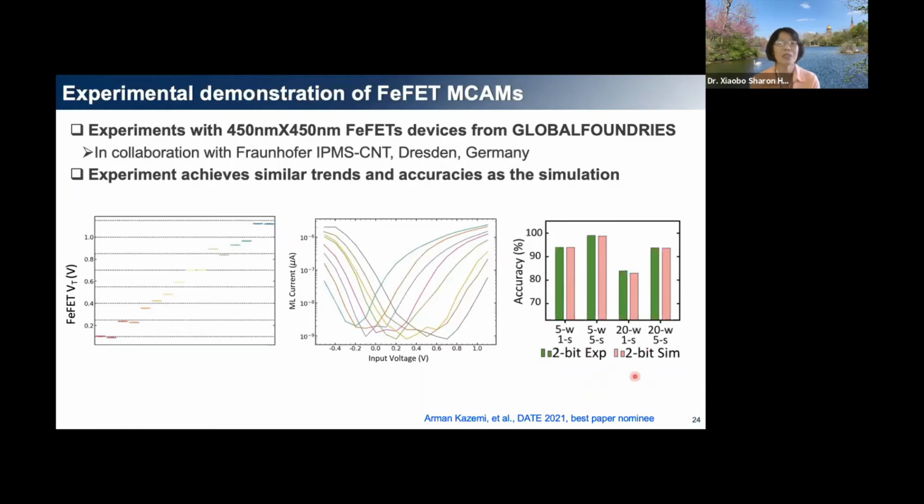that I'm not going to go into detail at this point, but what I want to show you is the experimental data in the green bar and the simulation data in the orange bar, and you can see that at the application level, they actually gave pretty close accuracy. So this makes us feel like this MCAM design can really tolerate some of these device-level variations quite well. Okay.